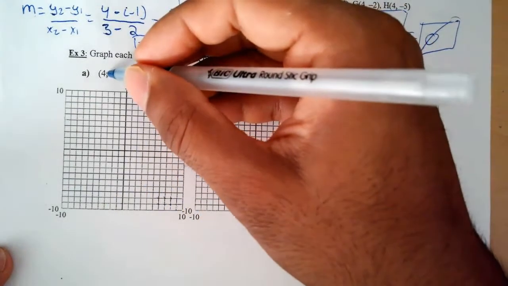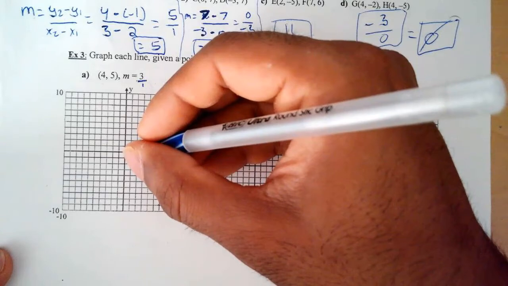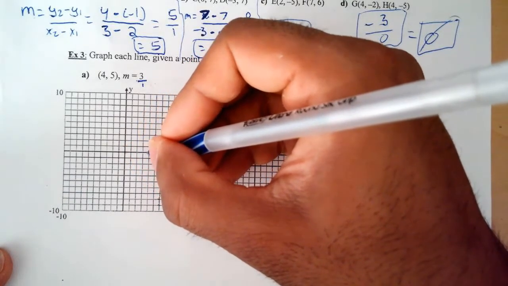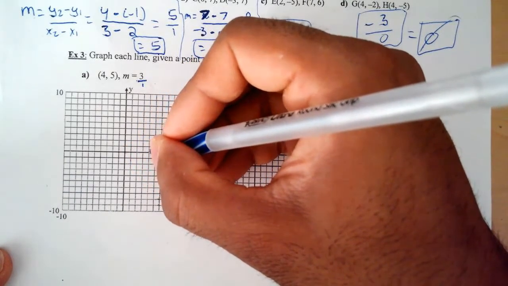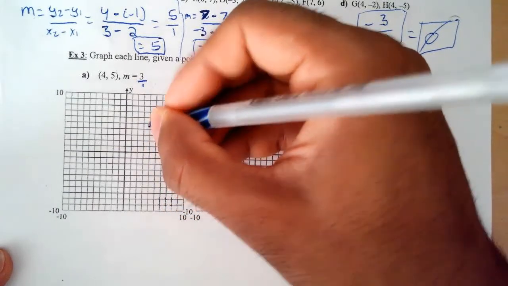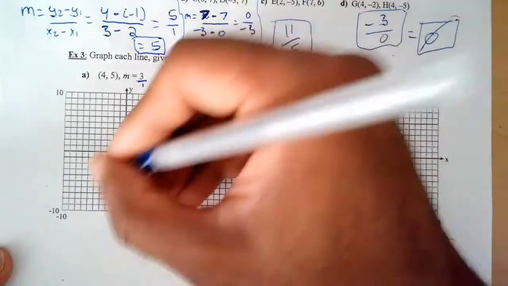So first thing, you're just going to plot the point (4, 5). So x is 4: 1, 2, 3, 4, and y is 5: 1, 2, 3, 4, 5. Right here. I'll label it right after because I want to see how the line goes.